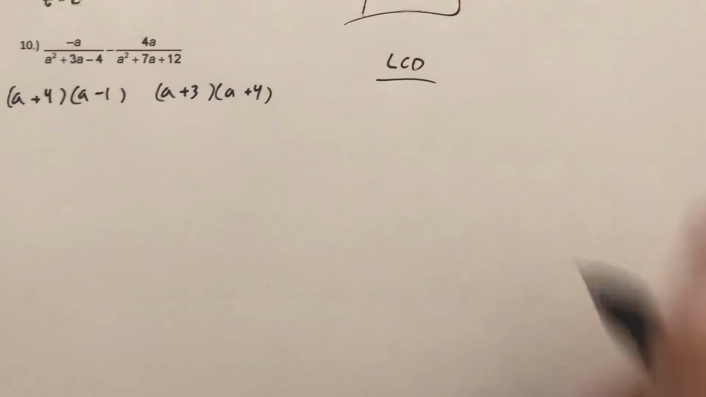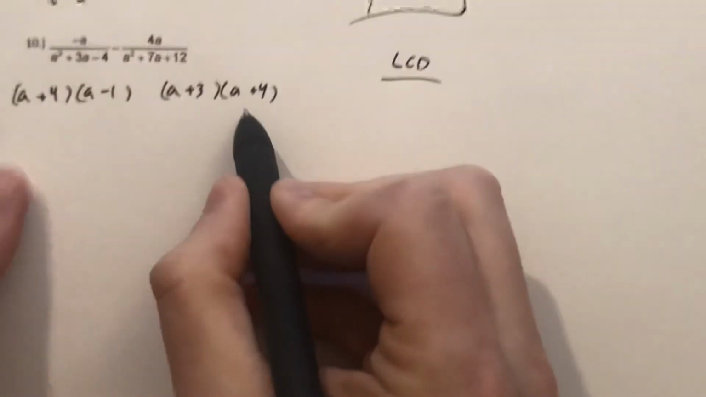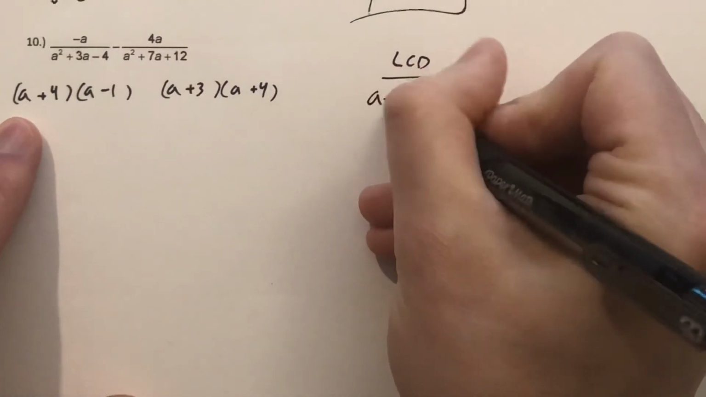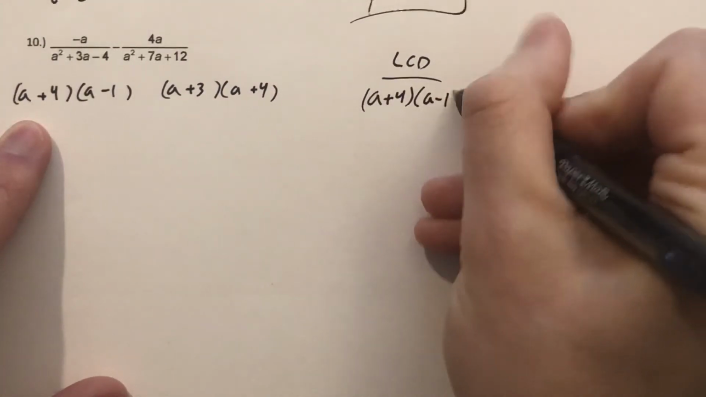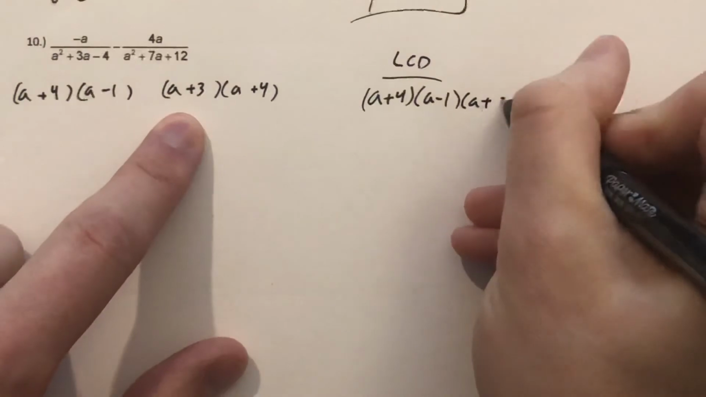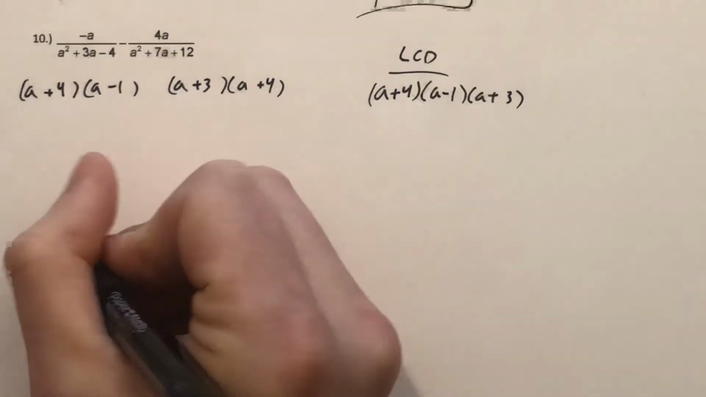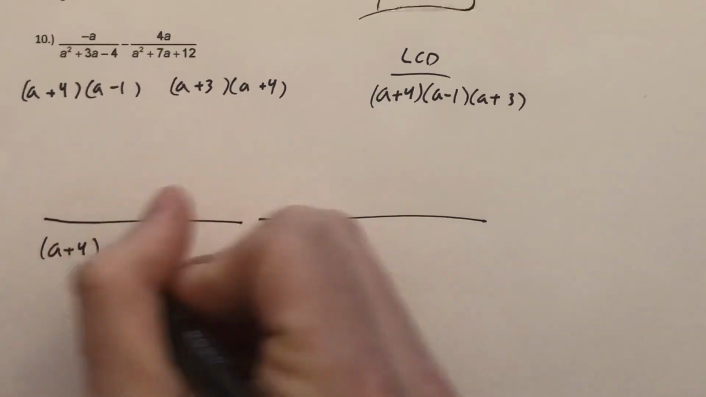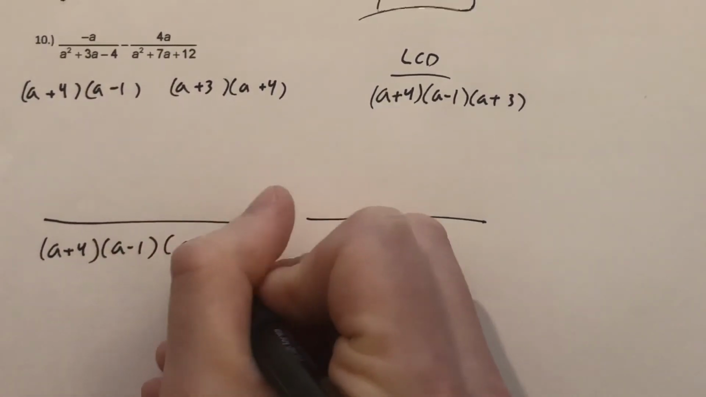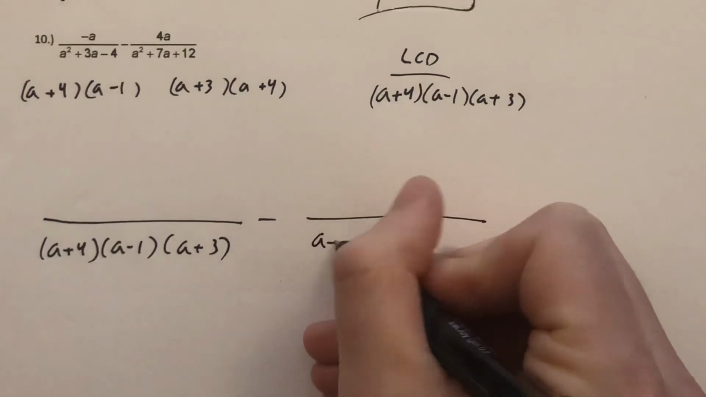And so, when looking for the LCD here, we'll notice we only need the one copy of a plus 4, since it's once here and once here. We'll also need the a minus 1, and we'll also need the a plus 3. So our LCD here, kind of long: a plus 4, a minus 1, and a plus 3.